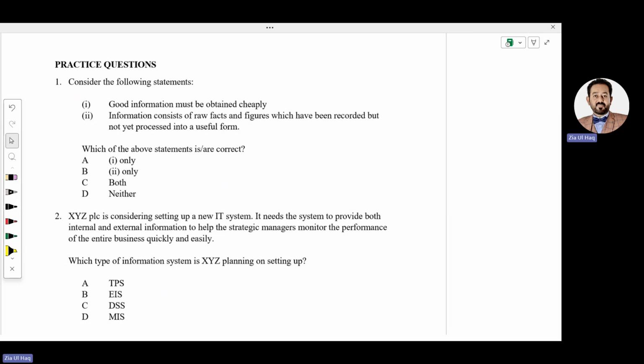Consider the following statement. Good information must be obtained cheaply. No, it must be cost effective rather than cheap. Information consists of raw facts and figures which have been recorded but not yet processed into useful form. So this is data rather than information. Which one is correct?